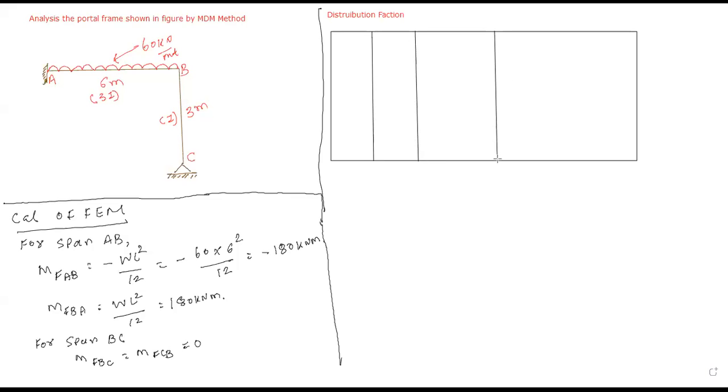Fine, let's first of all prepare a table. What did we write first in the table? Can anyone tell me? Write down in chat box. Yes, good. Joint. Then after that, member. Good.